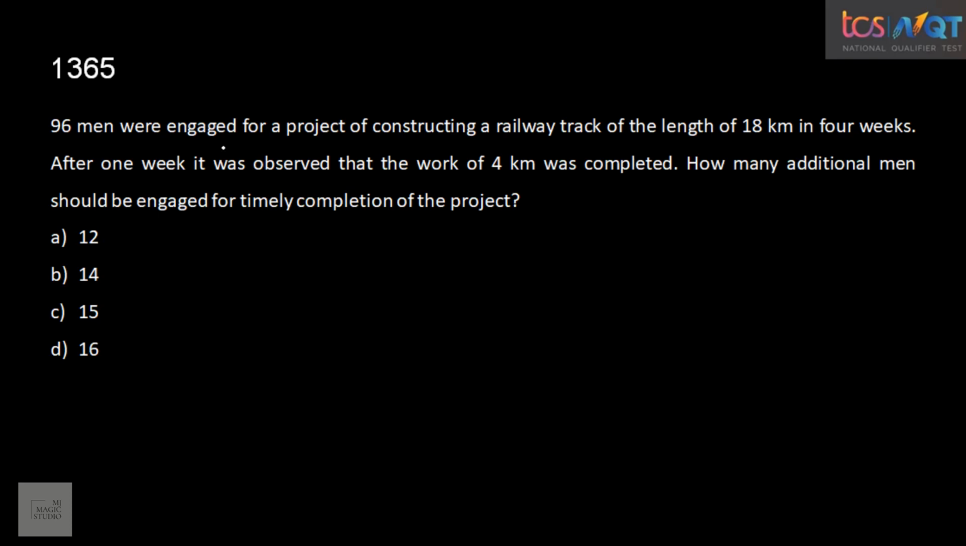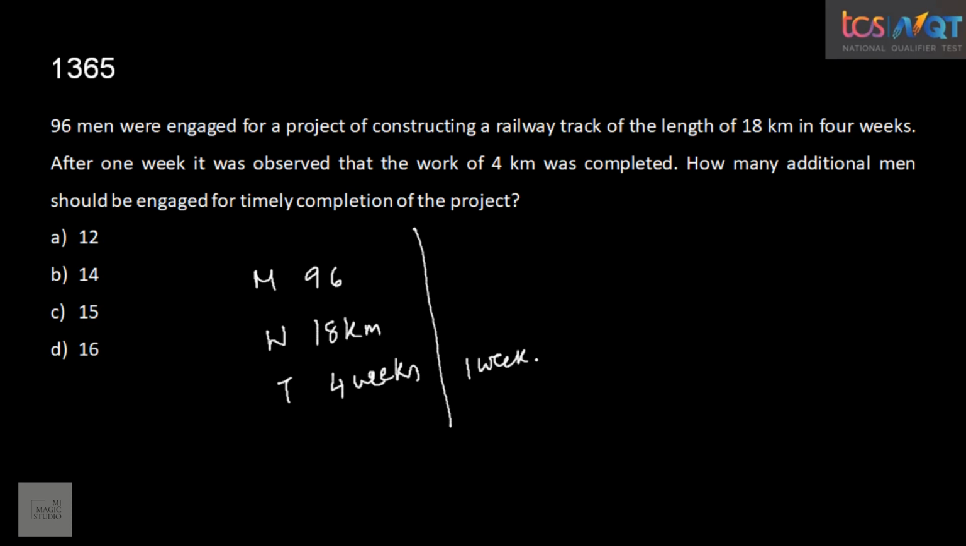96 men were engaged for a project of constructing a railway track of the length 18 km in 4 weeks. After 1 week, it was observed that the work of 4 km was completed and people were 96. How many additional men should be required for timely completion of the project?